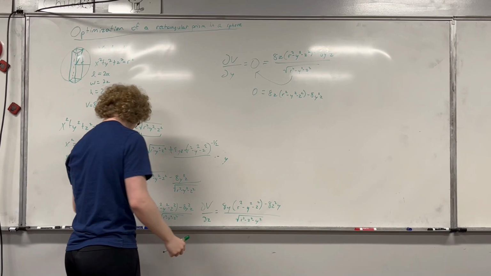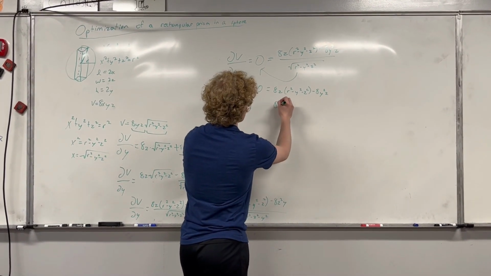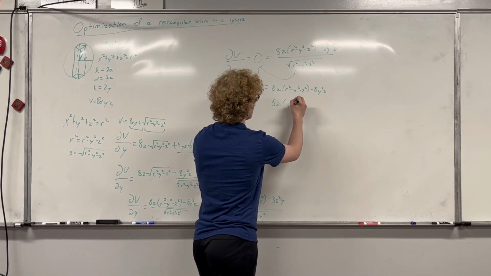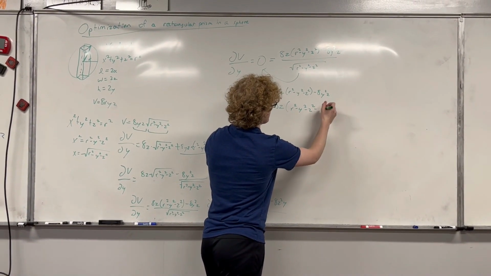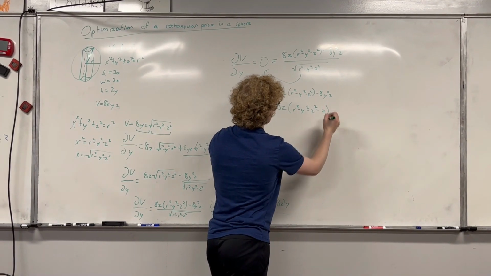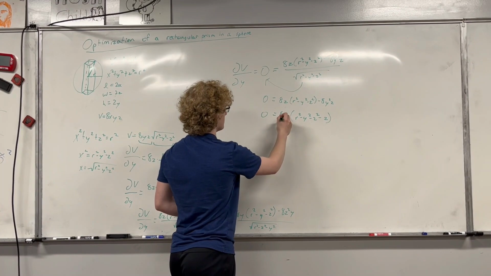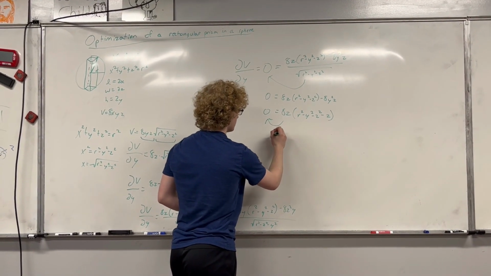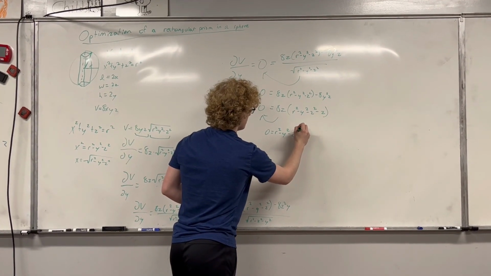From here, we can factor some things out, 8z and 8z. Take 8z, we have r squared minus y squared minus z squared minus, and we factor this out, so minus z, like this. So from here, since it's equal to 0, we can move this across. Now we have 0 is equivalent to r squared minus y squared minus z squared minus z.